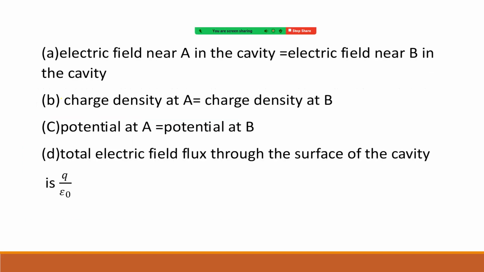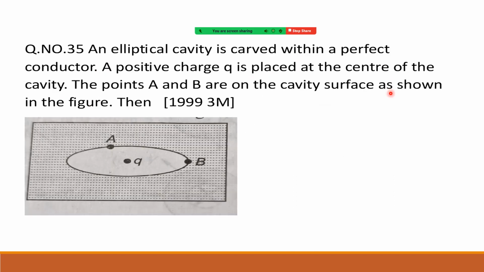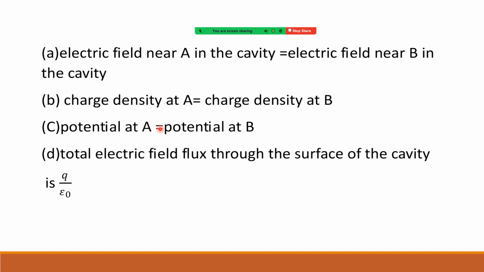Let's see the options. These options we can directly verify. Electric field near A in the cavity equals electric field near B in the cavity. If you see the diagram, A is closer to Q compared to B. Therefore, near A the strength of the field is more. Therefore, option A is not correct. Okay. Next one, coming to charge density. This is also not the same because distances are not the same. That's why charge density is also not the same.